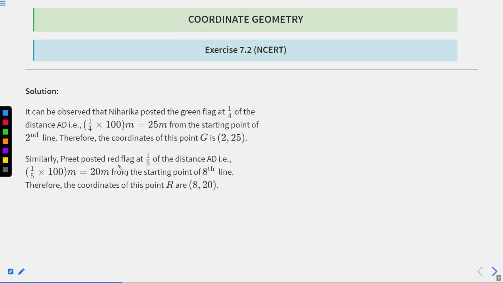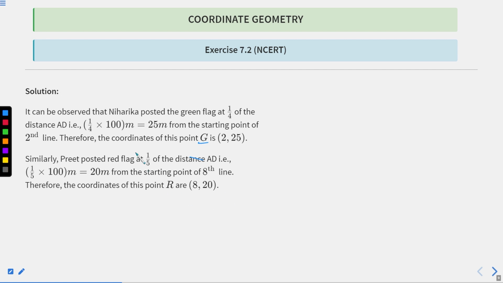Here it can be observed that Niharika posted the green flag at 1/4 of the distance AD, and the distance AD is 100 meter. So Niharika posted the green flag at a distance of 1/4 into 100 meter, which is equal to 25 meter from the starting point of the second line. Therefore, the coordinates of the point G, the location of the green flag, are 2, 25.